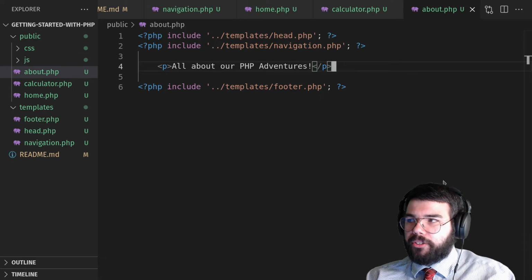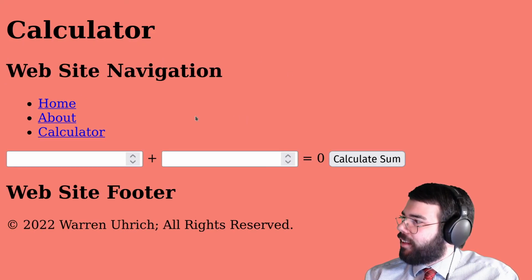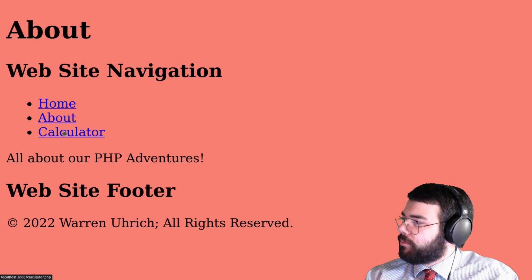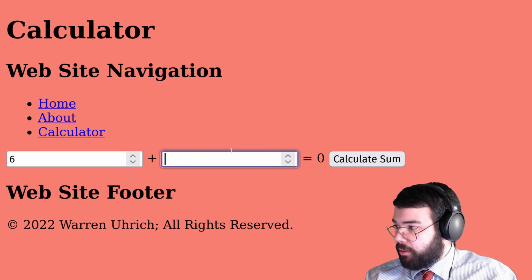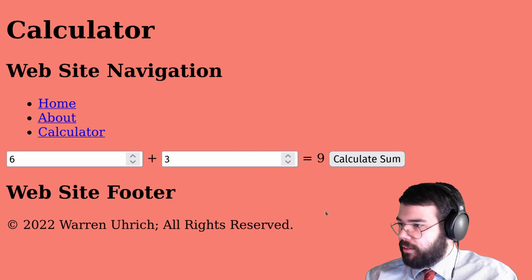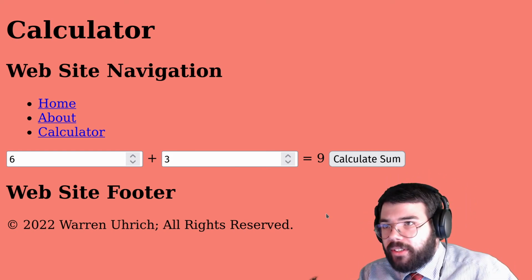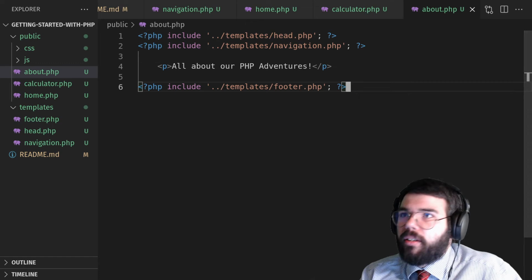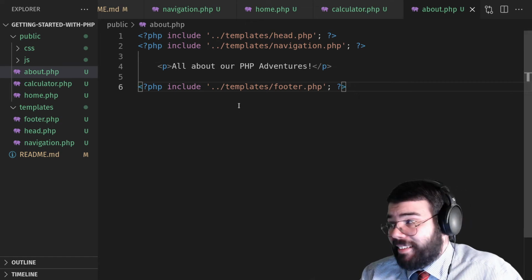Let's have a look in our browser and make sure I didn't make a grave mistake. There we are, website navigation. Click on about, I'm on about. I'm on the calculator. I'm back home. Nice. That's what I'm talking about. Calculator still works. 6 plus 3 is 9. There we go. Beautiful. So all of this, that quick. Yeah, basically a whole website.